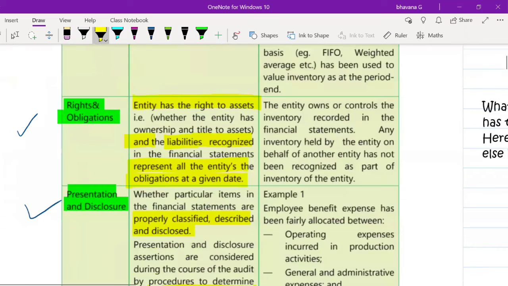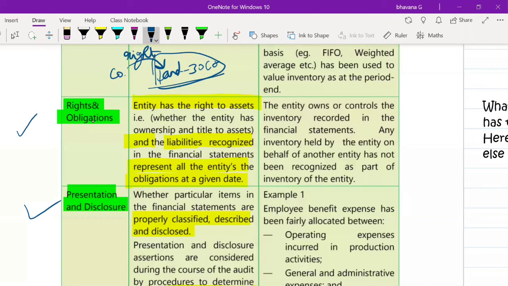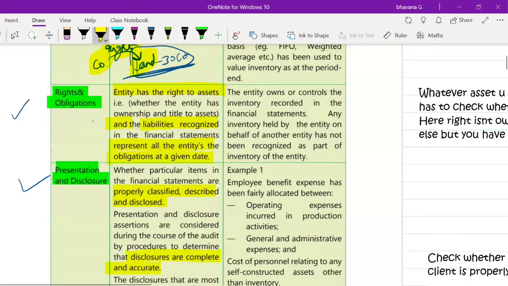Next is rights and obligations. Rights and obligations means if I have an asset, do I have a complete right over it? Now suppose in my financial statements it is written that I have a land of 30 crores. What the company is trying to tell us is that it has all the right over this land. This is what the management is trying to tell us by writing land 30 crores in their financial statement. Now as an auditor, we have to check whether this right exists or not, whether the company actually has a right on this land or not. That is what they have told here.